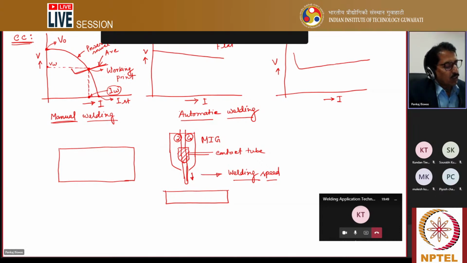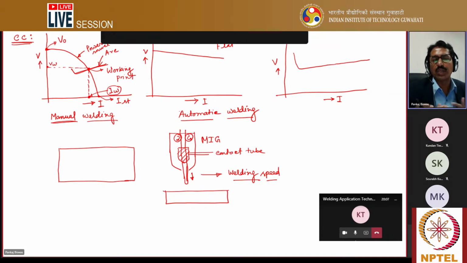If either one, say welding speed, is controlled manually and wire feeding is done automatically, this is called semi-automatic. If both the consumable electrode and welding speed are controlled manually, that is called a fully manual welding process. You should keep this in mind.